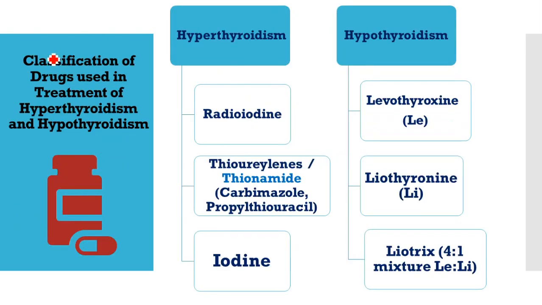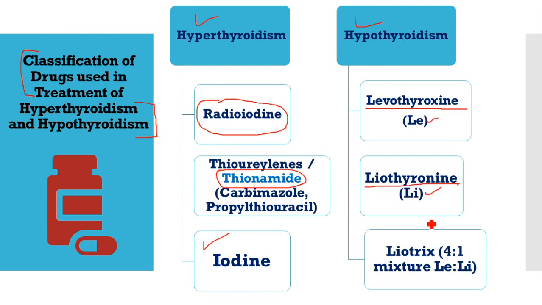Okay, so now we will be discussing the classification of the drugs used in the treatment of hyperthyroidism and hypothyroidism. In case of hyperthyroidism, the drugs are the radioiodine compounds and thiouracils, also called thionamides, where Carbimazole and Propylthiouracil are examples, and sometimes iodine is also useful in hyperthyroidism cases. In case of hypothyroidism, Levothyroxine and Liothyronine are the two major compounds, and a mixture of these two compounds is also used in hypothyroidism.